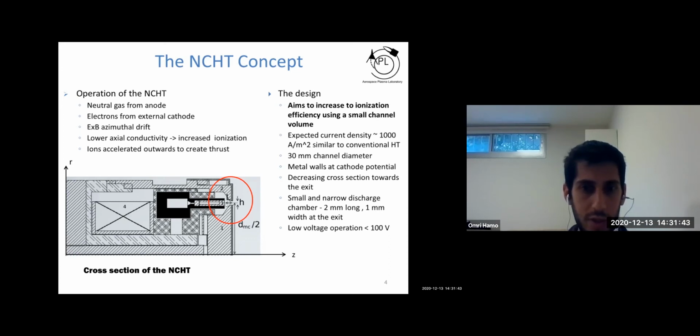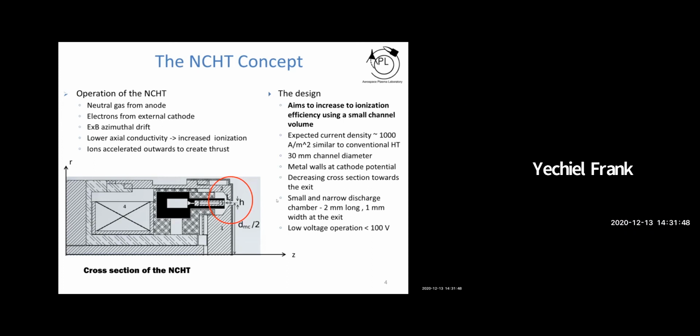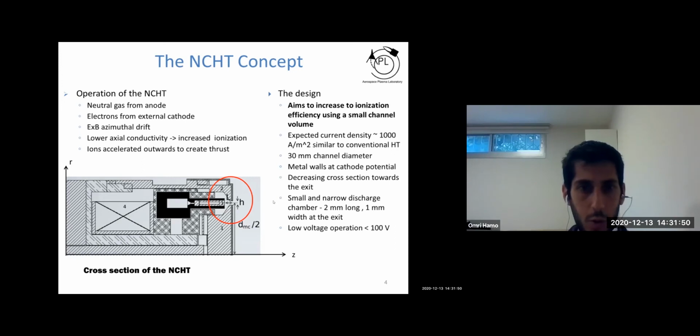The anode is held at high potential. And we have electrons emitted from an external cathode placed outside the channel. The cathode is held at a low potential. So we have an axial electric field together with a radial external magnetic field generated by electromagnets. We have the electrons drifting in an E cross B drift in the azimuthal direction. That lowers the axial conductivity of the discharge and therefore helps to create increased ionization. And the ions created in the channel are accelerated outwards to create thrust. That's how we get the thrust.